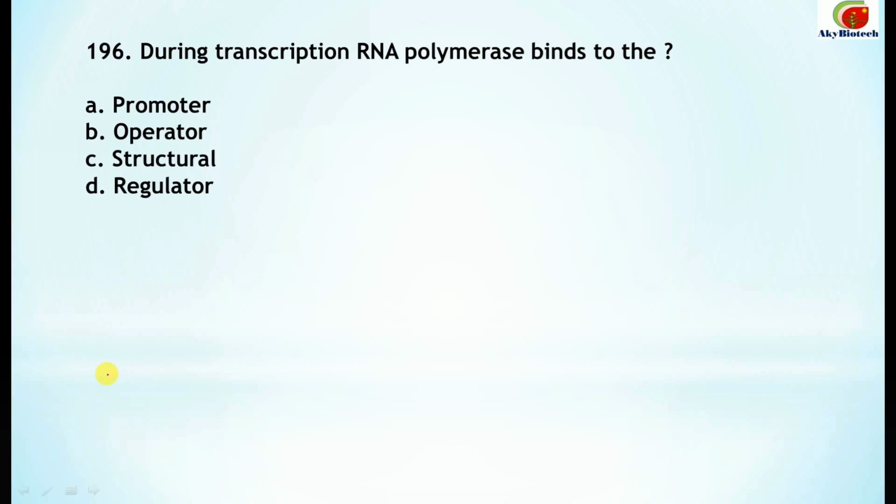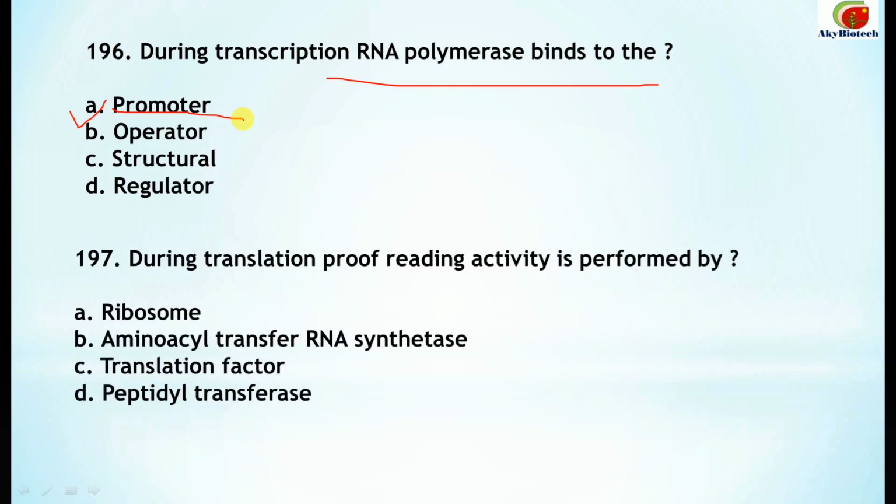Number 196. During transcription, RNA polymerase binds to the promoter, that is the correct option. Number 197. During translation, proofreading activity is performed by, so in case of protein synthesis, that is the translation process, the proofreading activity is performed by amino acyl transfer RNA synthetase.